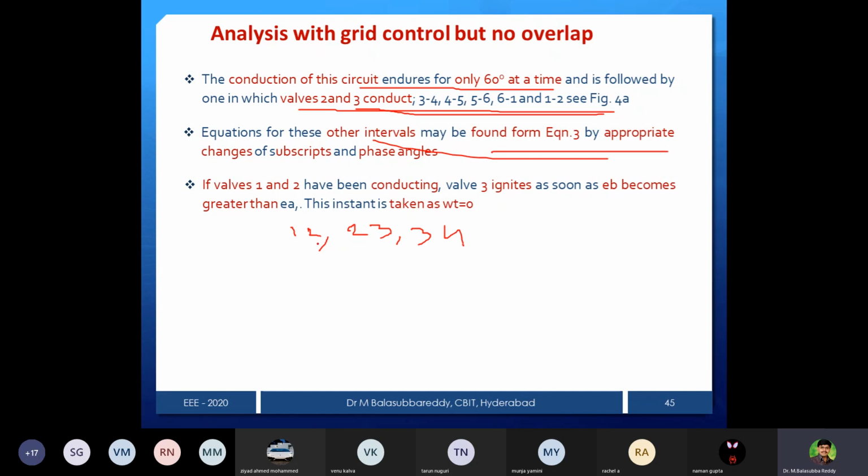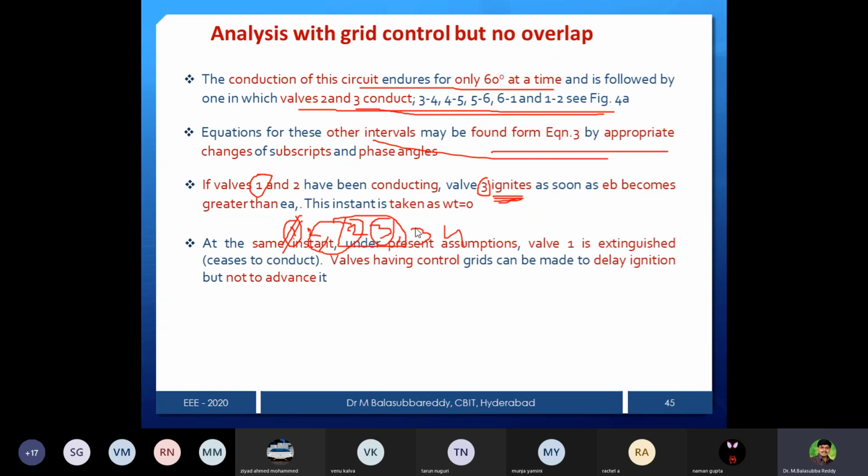Now 1 and 2 is conducting. After that, 1 is going to be turned off and 3 will be turned on. So that is what I mentioned; ignite is nothing but a conduction. So 1 is replaced by 3, 2 is already there, 1 is gone, only 2, 3 is going to conduct. If 2, 3 is conducting, then that is the reference. From that you can find the valve voltages, currents, output voltage and all.